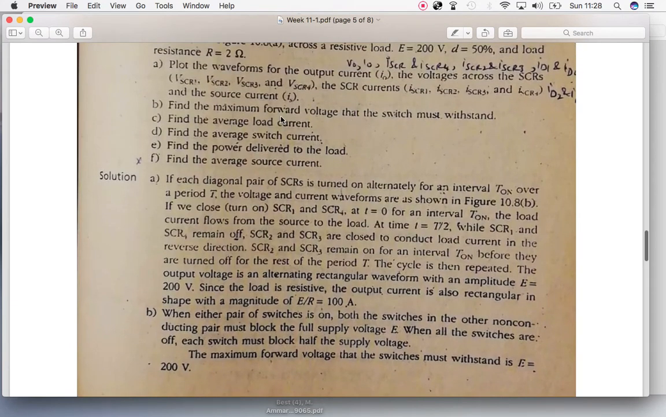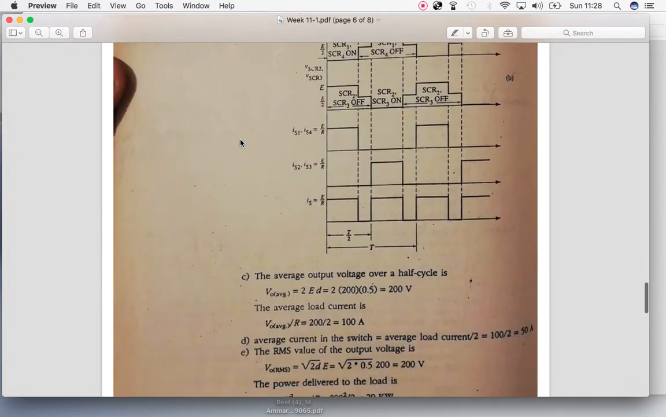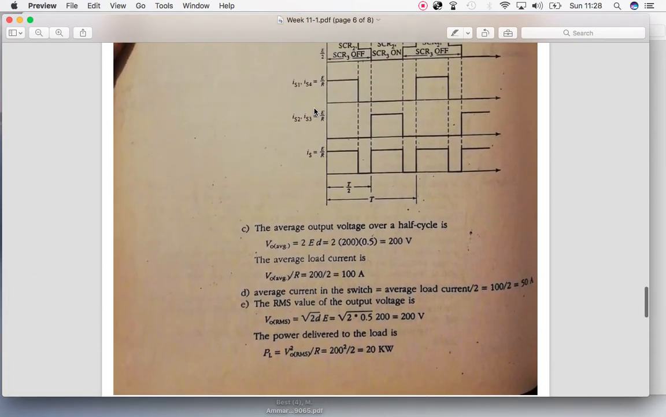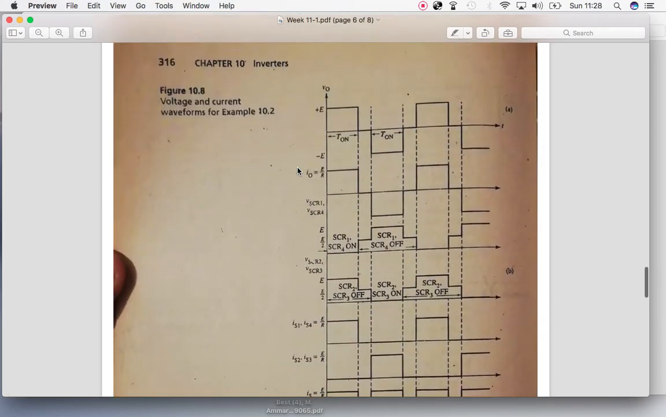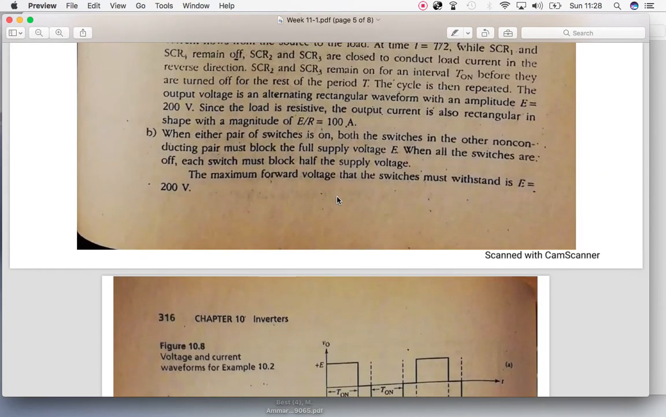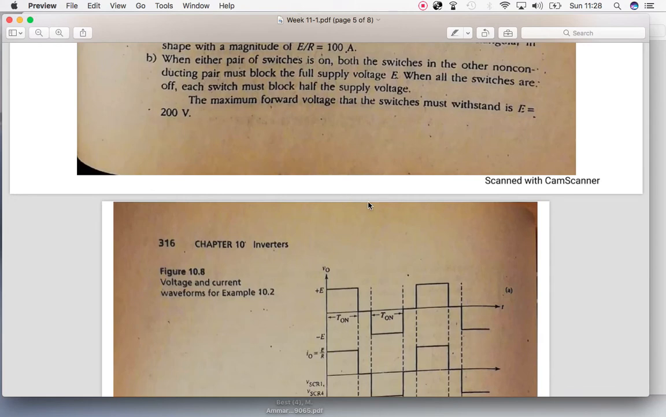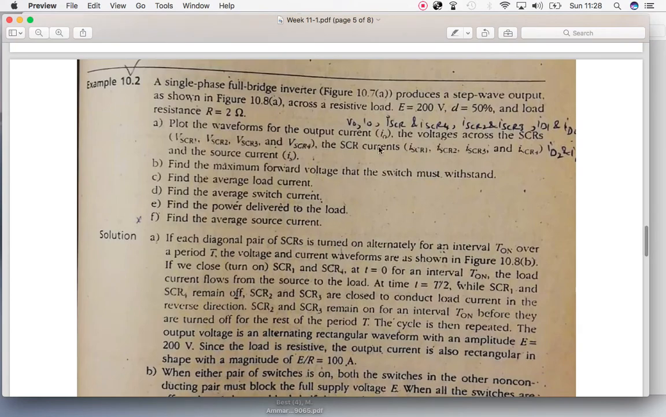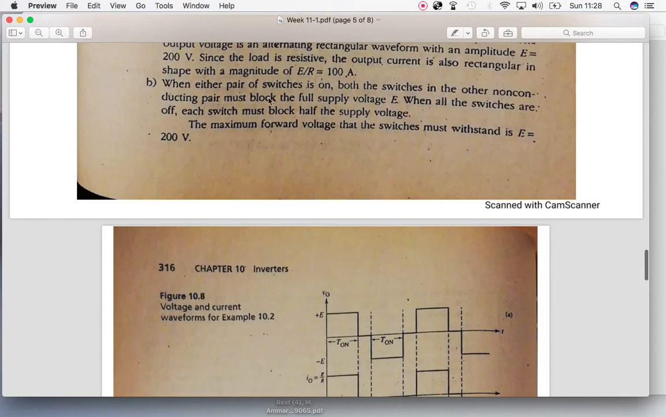So we have to calculate all these terms, and for that you can follow the same formulas. After you have drawn the waveform, you are able to calculate the voltage which can be withstood by each switch. That voltage is equal to 200 volts, which is given to you here, and any switch should be able to withstand this voltage, so it has to be designed that way.